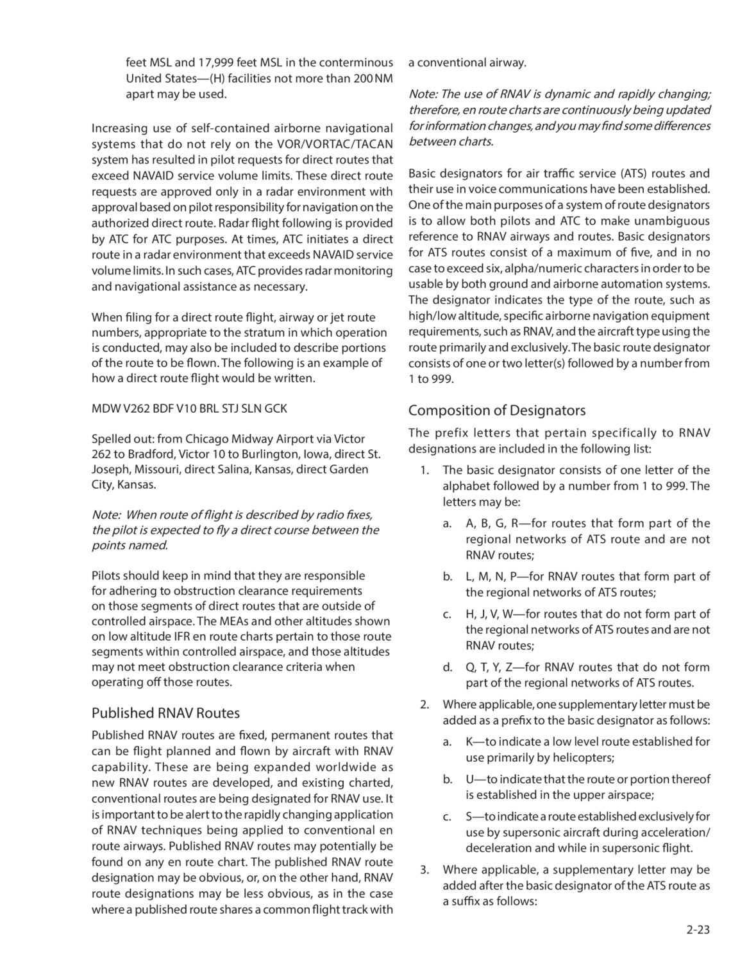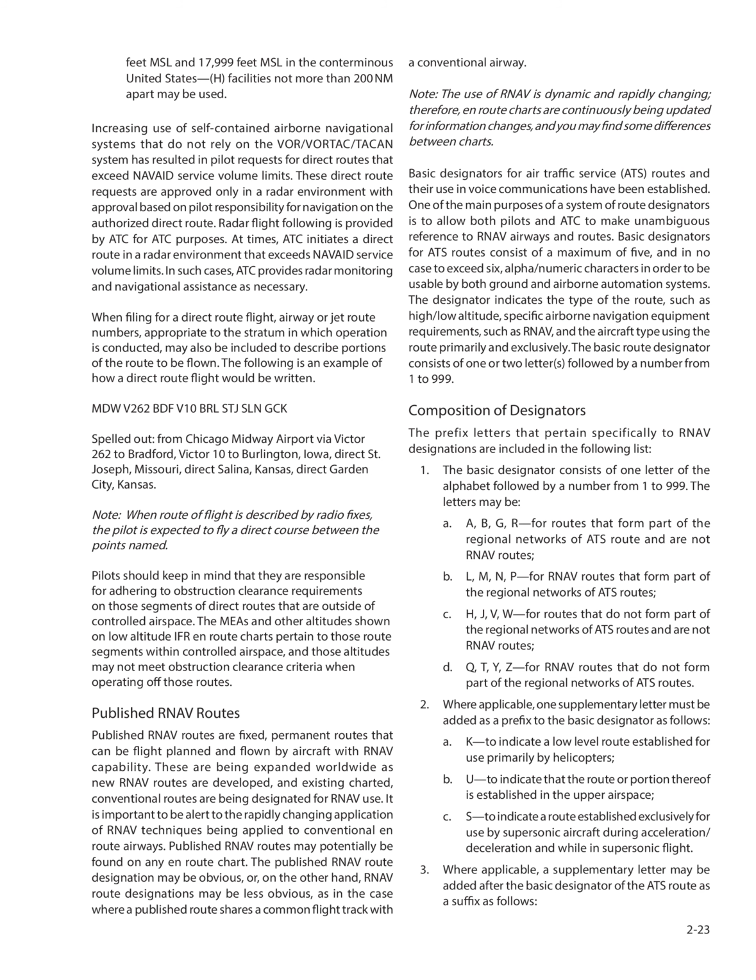2. Where applicable, 1 supplementary letter must be added as a prefix to the basic designator as follows: A, K, to indicate a low-level route established for use primarily by helicopters; B, U, to indicate that the route or portion thereof is established in the upper airspace; C, S, to indicate a route established exclusively for use by supersonic aircraft during acceleration/deceleration and while in supersonic flight.